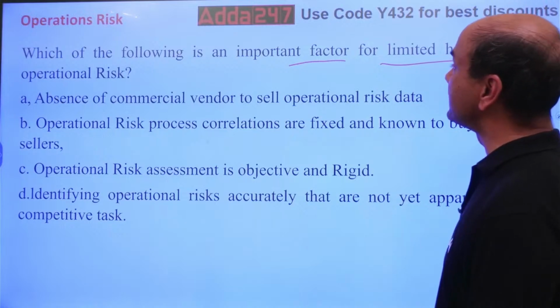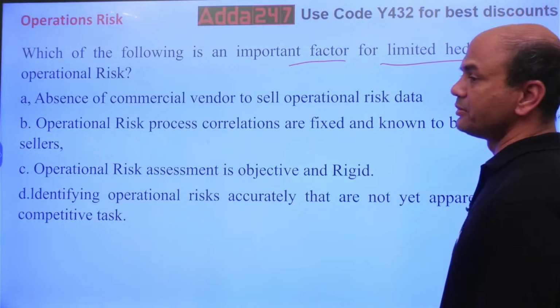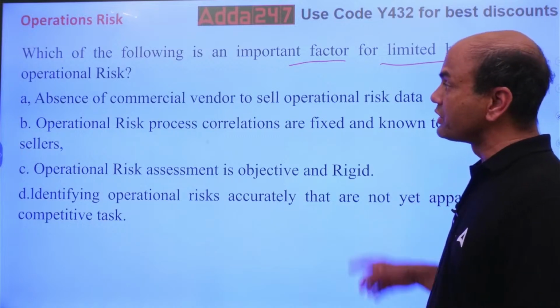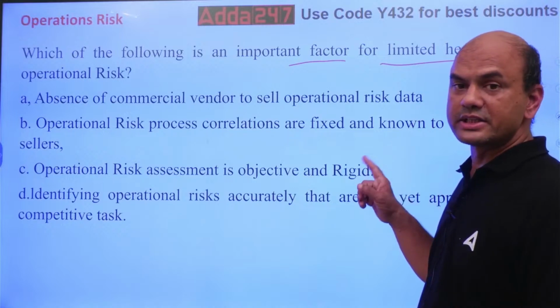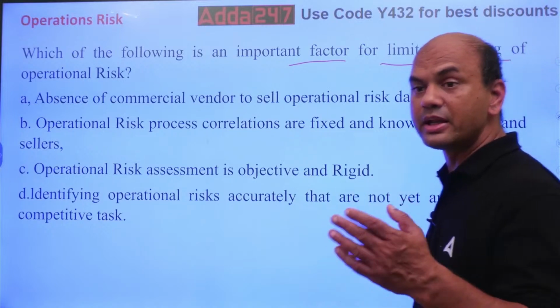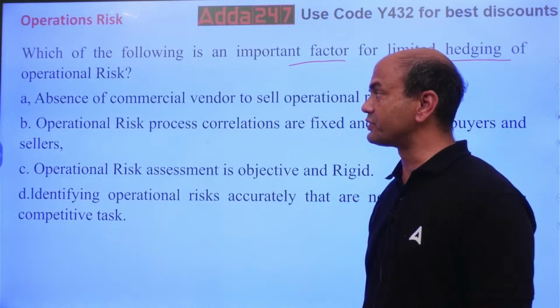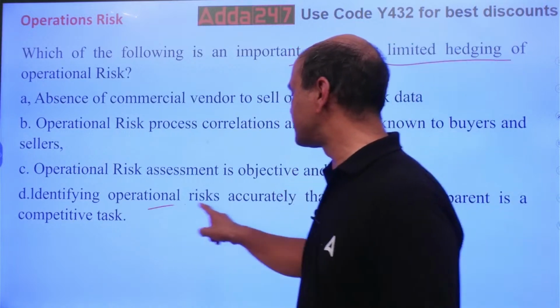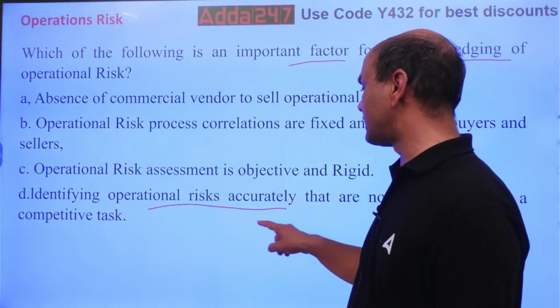So which of them is an important factor for limited hedging? Limited hedging means controlled hedging, which will affect your hedging of operations risk or limiting of operations risk. Identifying operations risk accurately. This is correct. So this is true.